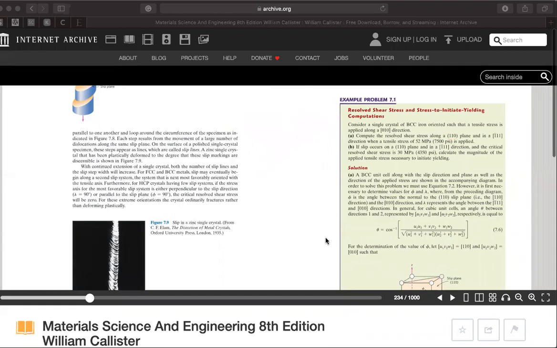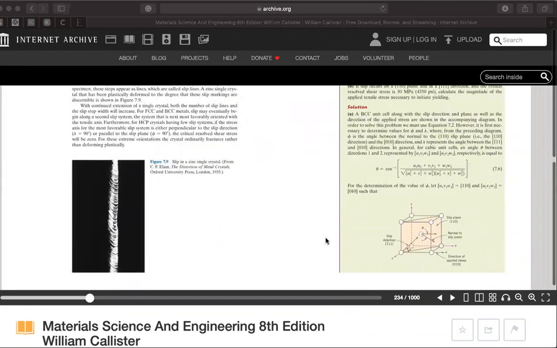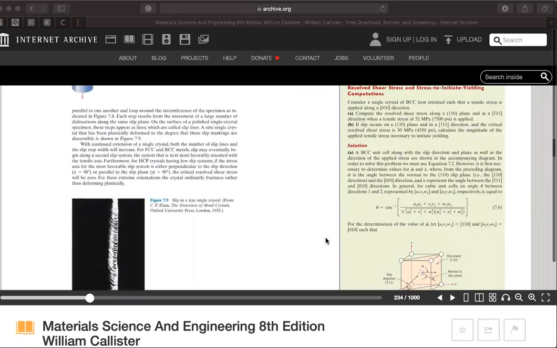Doctor, why is the normal to the plane not -1, -1, 0? No, the normal is the one that has the same indices. The normal will be the one that has the same indices, right? Especially in a cubic system.